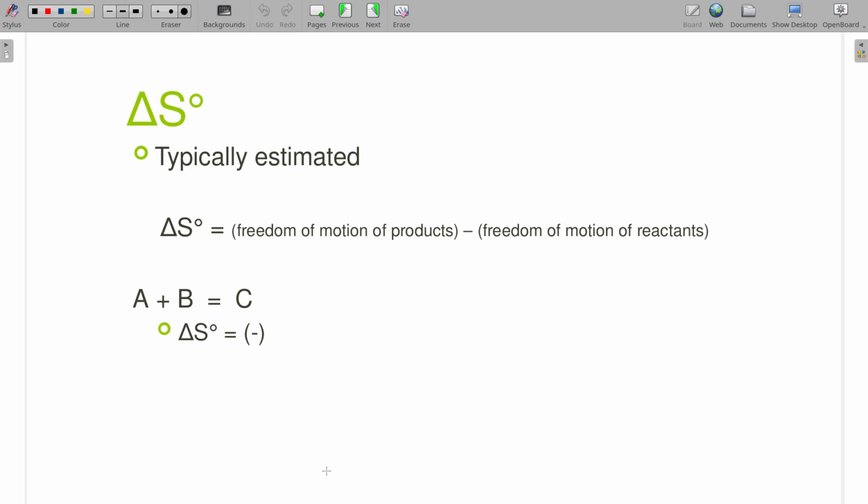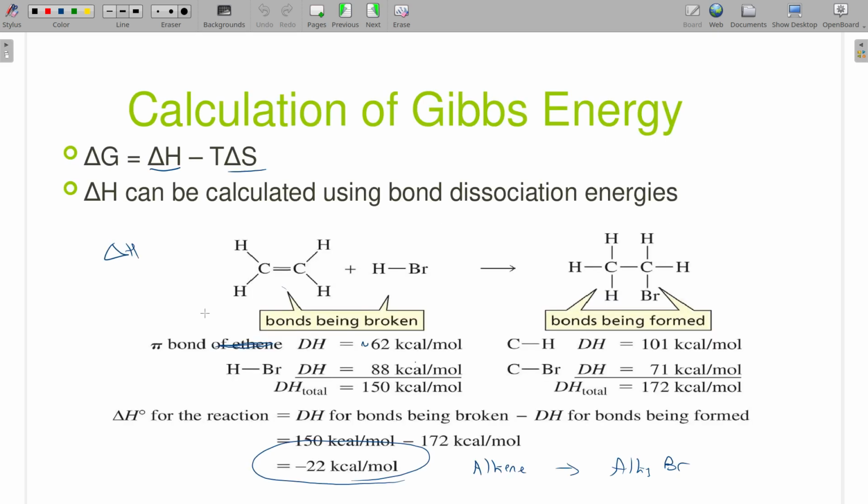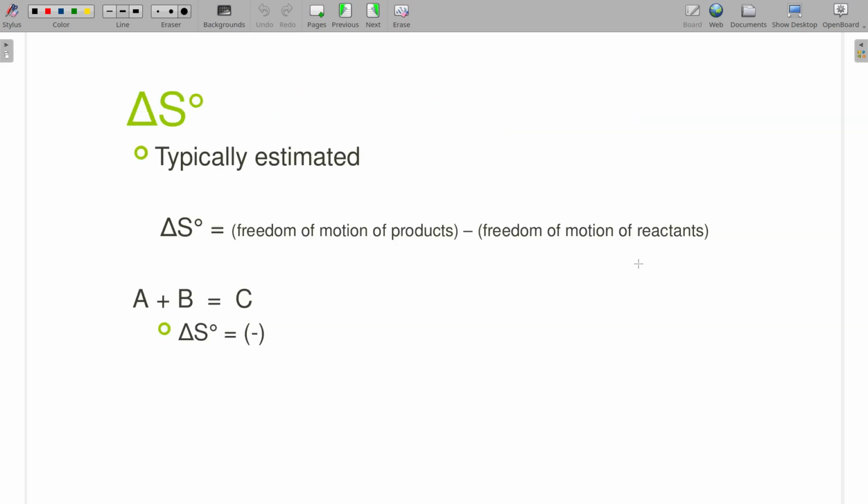Now, something else we can say, we really don't need to actually estimate or calculate our delta S. We will find out that in almost every single one of these reactions, there is going to be a decrease or an increase in entropy based on what's actually happening. Like the reaction we just had, we had two reactants become one product. And it's kind of safe to say that would have to be a decrease of entropy because we have fewer molecules. And fewer molecules reduces our entropy.